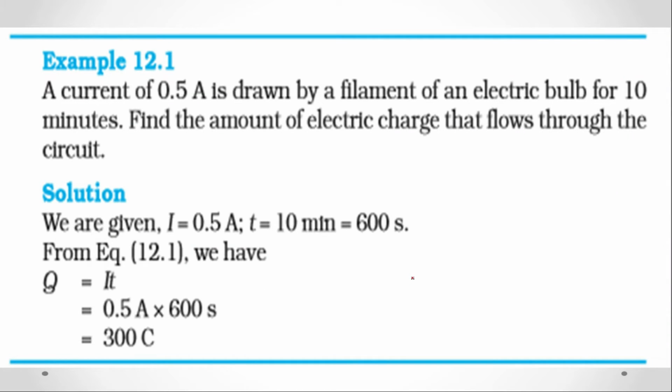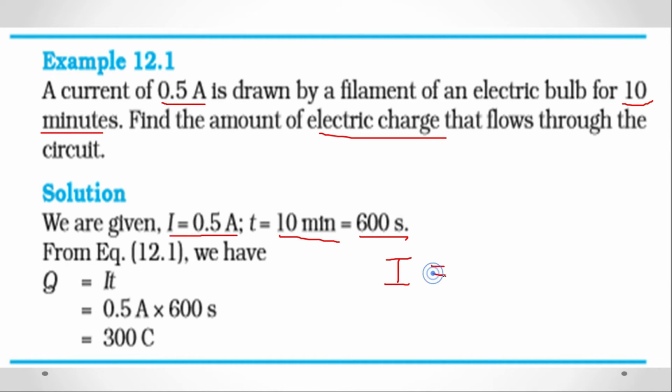So, let's see what you understood. With the help of example 12.1: a current of 0.5 ampere is drawn by a filament of an electric bulb for 10 minutes. Find the amount of electric charge that flows through the circuit. So, write the data given. The value of electric current given to us is 0.5 ampere, and time is 10 minutes. But remember one thing, you should always take time in seconds only. So convert 10 minutes to seconds, it will give 600 seconds.